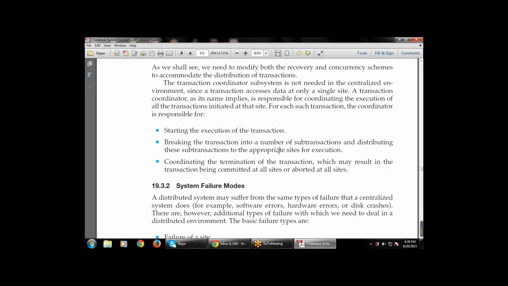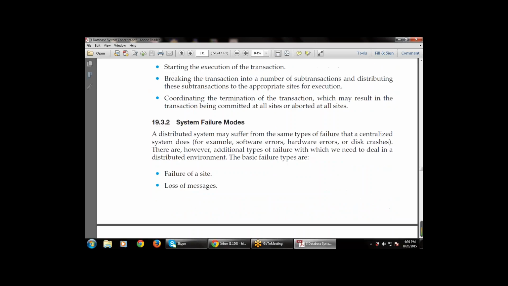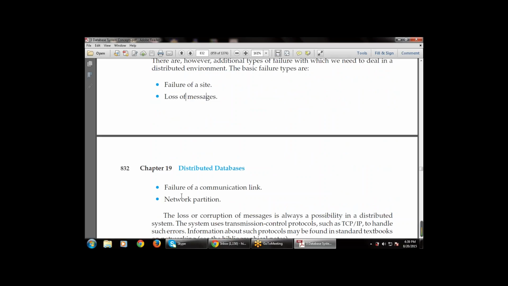So what are the various basic failure types? The failure of a site, loss of messages, failure of a communication link, and network partition. These are the various failures that are available in the distributed environment. Loss or corruption of messages is always a possibility in a distributed system. The system uses a transmission control protocol such as TCP/IP, transmission control protocol/internet protocol, to handle such errors.